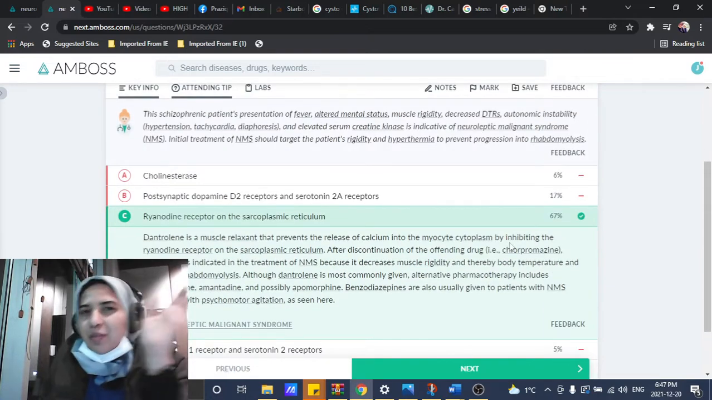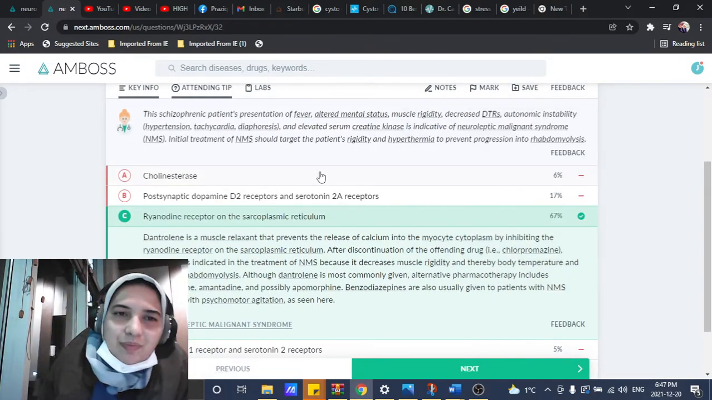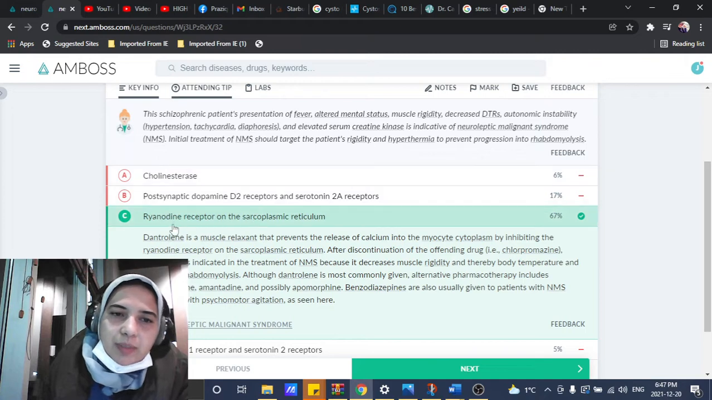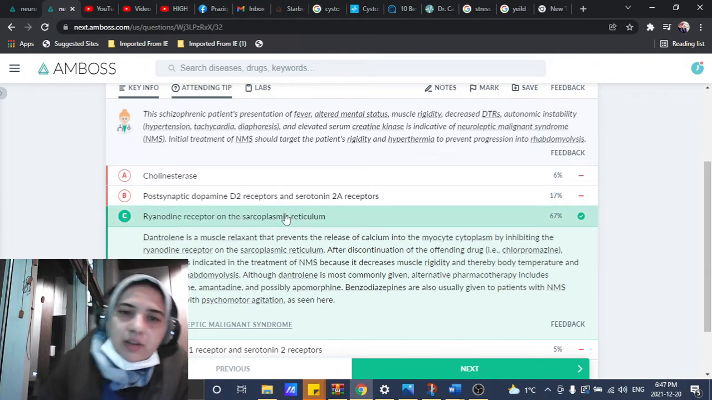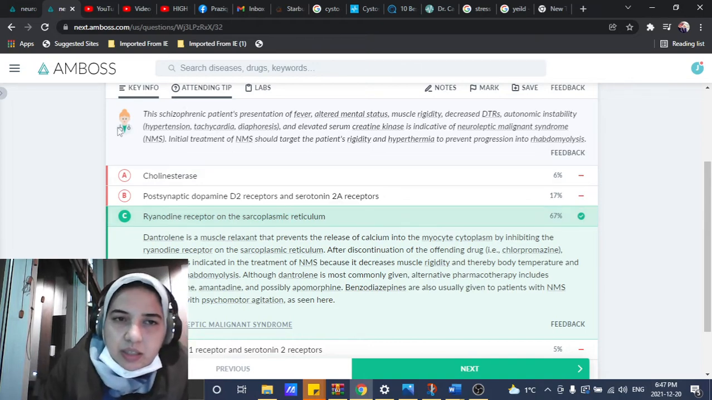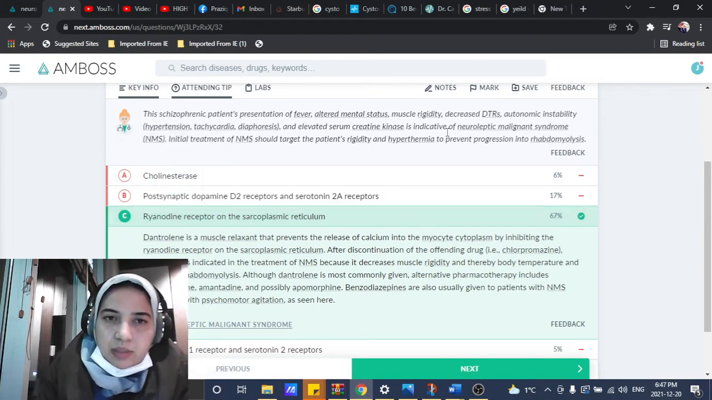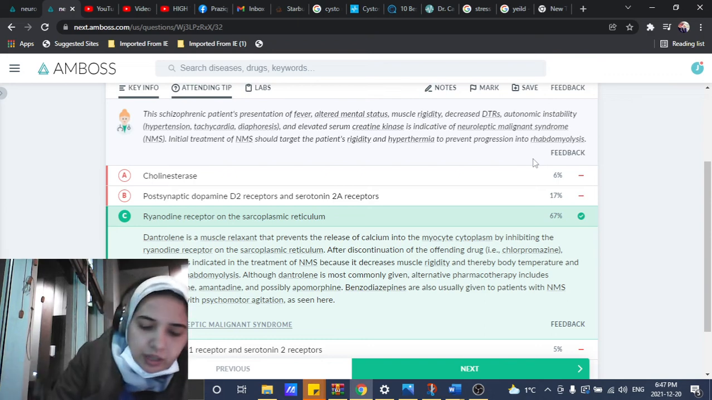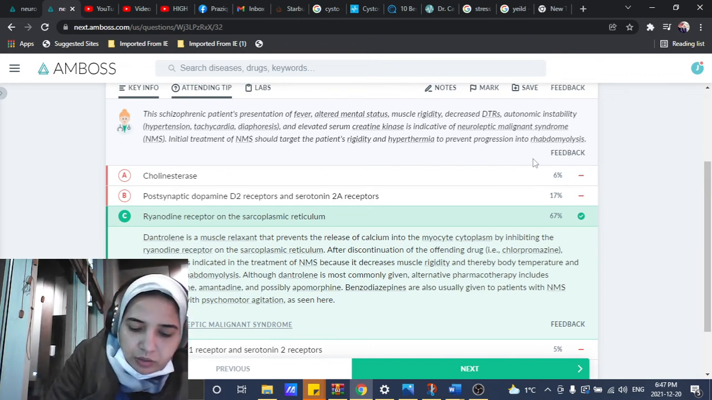Okay, good. I was overthinking the question a little bit. So, dantrolene works on the ryanodine receptor on the sarcoplasmic reticulum, so I'm just going to write that down. First of all, let's see what it says as the tip. The schizophrenic patient presents with fever. So I'm going to write a note here: a psychotic patient.